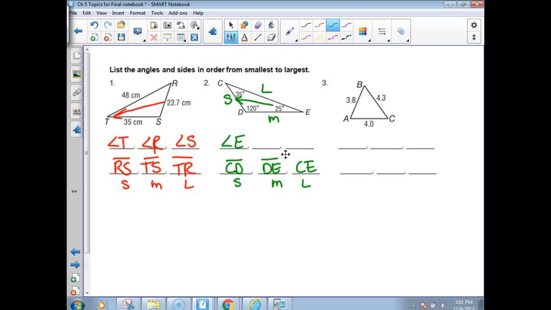Oh, and I didn't write the angles down first. I don't know why I didn't. Angle C would be the medium angle and angle D is the biggest. Okay, this one starts off by giving us the sides. So AB is the smallest, AC is the medium, and BC is the biggest. Angles across from the smallest side is angle C, medium angle B, and the biggest angle would be angle A. Is that making it pretty easy, I hope?